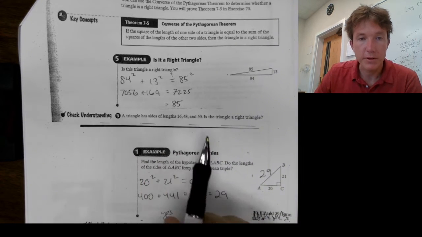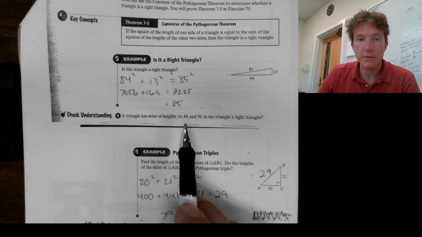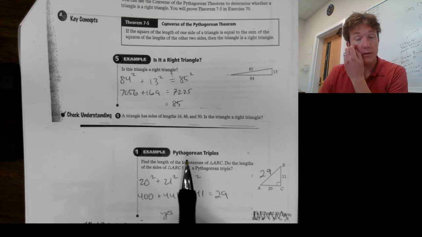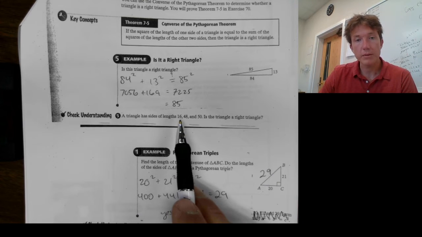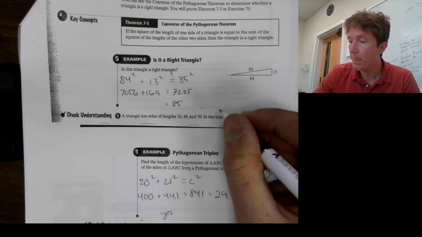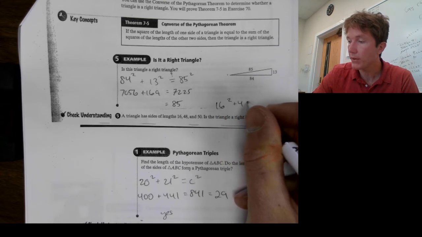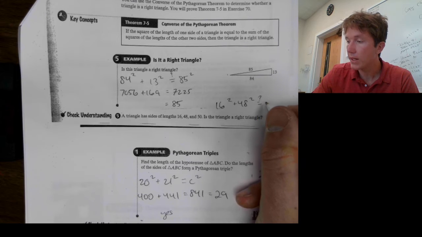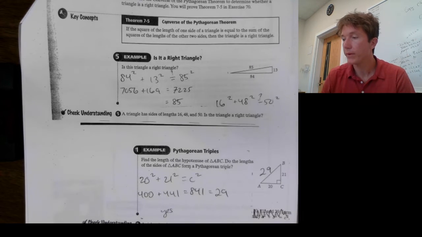We'll do another example. A triangle has side lengths 16, 48, and 50. Is it a right triangle? Okay, well if I square these two sides and then add them together, then that number should be the square of 50. So let's go ahead and try that. 16 squared plus 48 squared. Does that equal 50 squared?